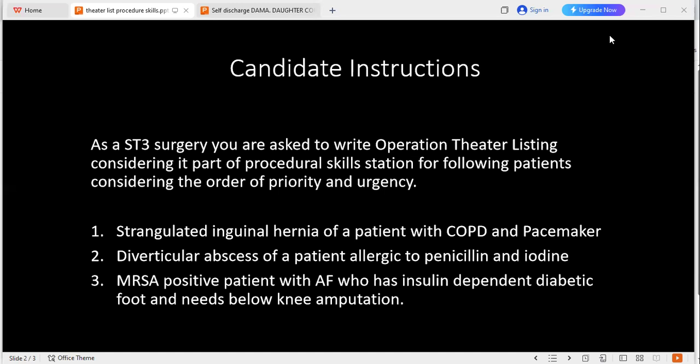When you're operating on a diabetic patient, what should be the target blood glucose level during surgery that you'll keep in your mind? 6 to 10 millimole per liter. All right.